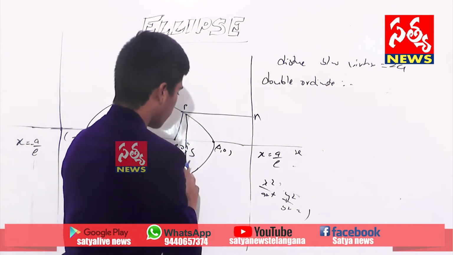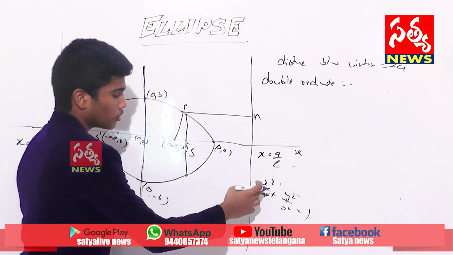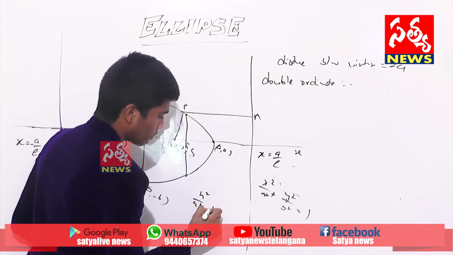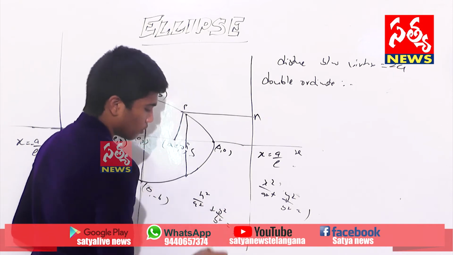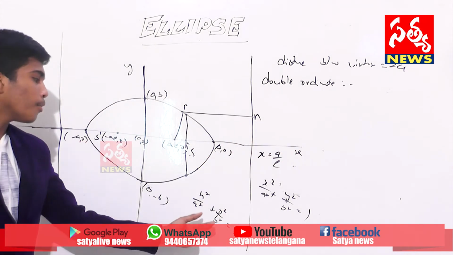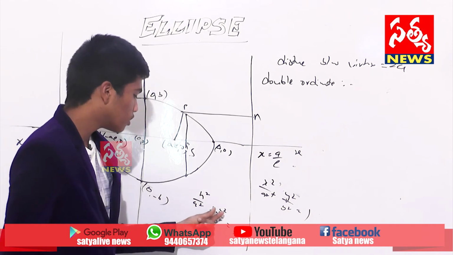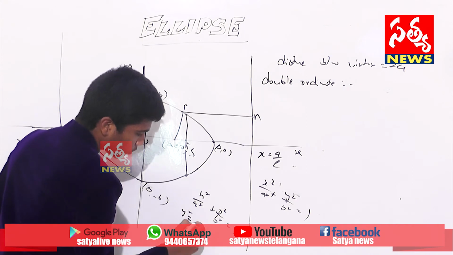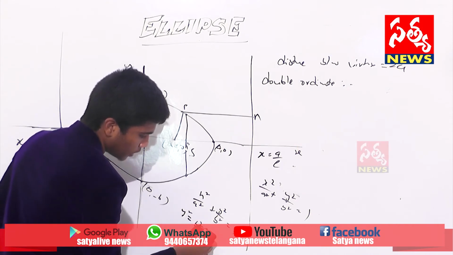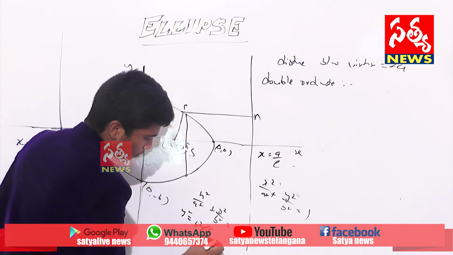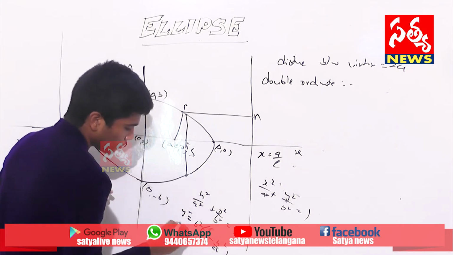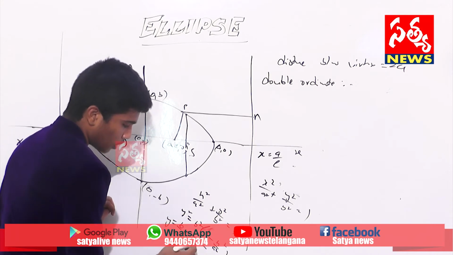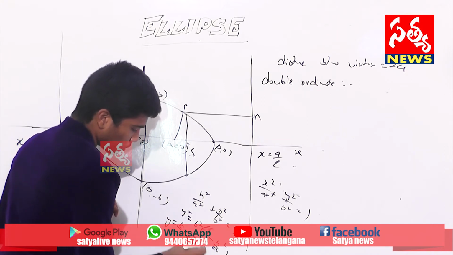Okay. Now here, in the place of x, I am going to keep h. h square by a square plus y square by b square is equal to 1. Now I am going to try to find the value of y. For that, we will get y square is equal to b square into 1 minus h square by a square. Now taking the root, y is equal to b by a under root a square minus h square.